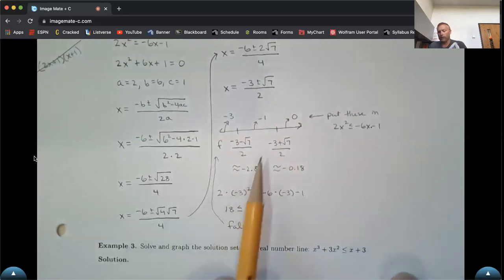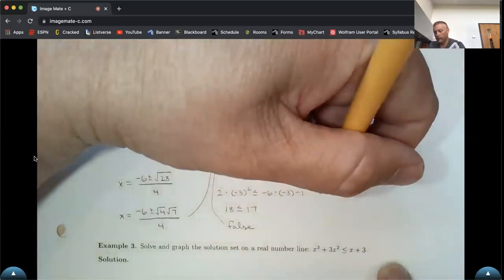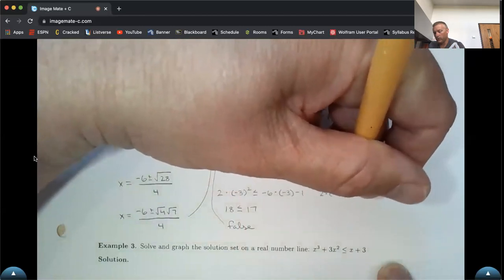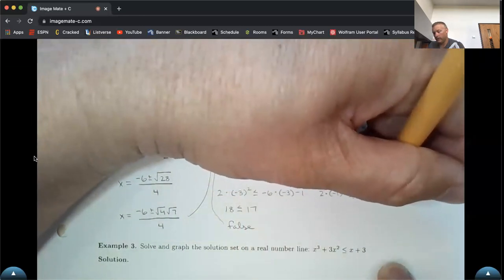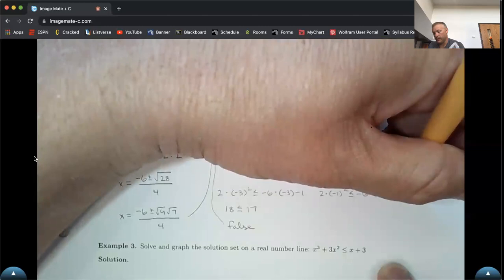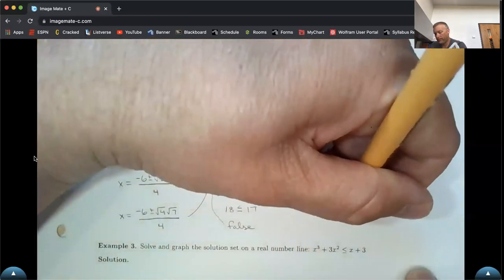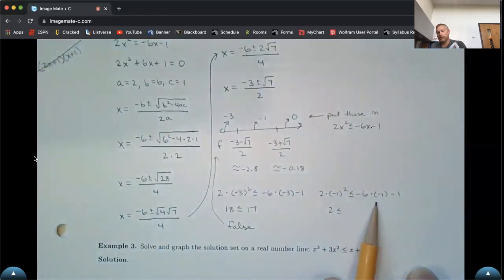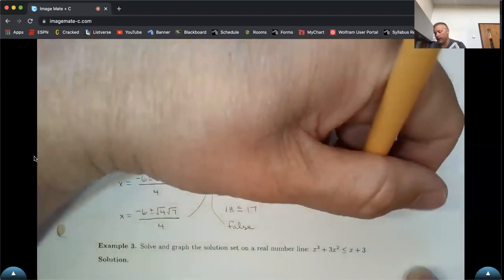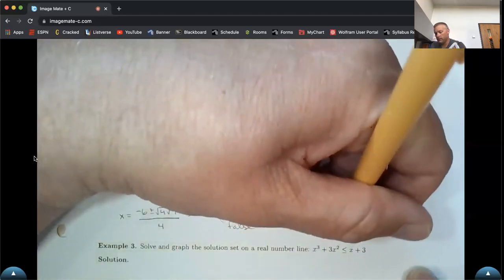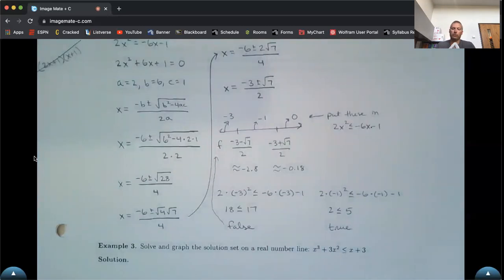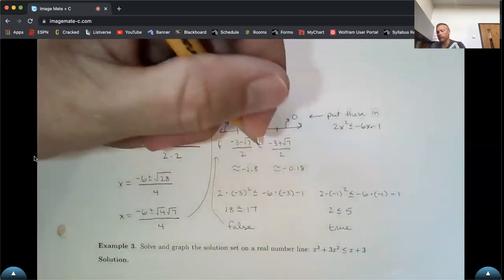Next, we're going to put in negative 1. So that's 2 times negative 1 squared less than or equal to negative 6 times negative 1 minus 1. 2 times 1 is 2. Here's 6 minus 1, that's 5. And so that is a true statement. So I'll put a little t for true here.